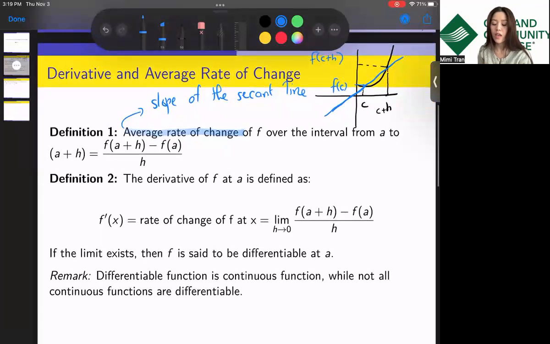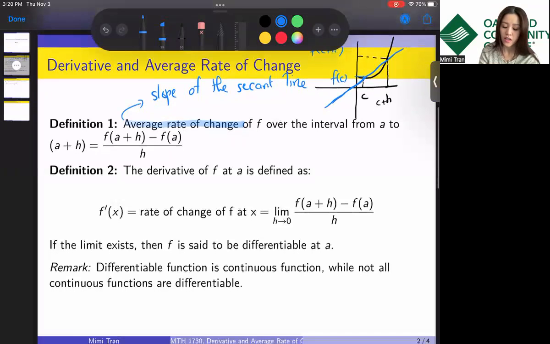Now, the derivative of f at a is defined as the rate of change of f at x, right? So this is the instantaneous rate. We're not talking about the average rate of change, right? You're not driving your car at one speed overall, right? You rather change it fast or slow, depending on the conditions, right? So the derivative allows you to calculate the rate of change at the instantaneous moment.